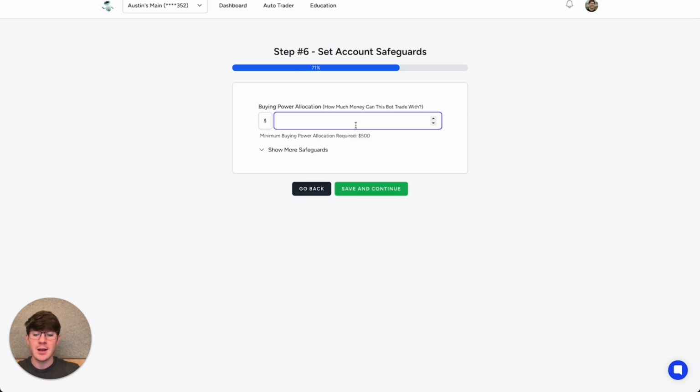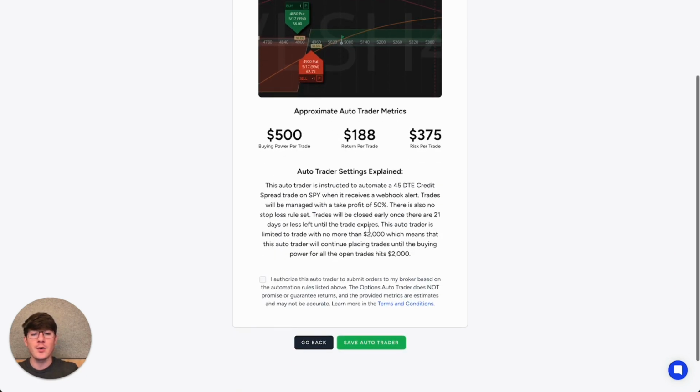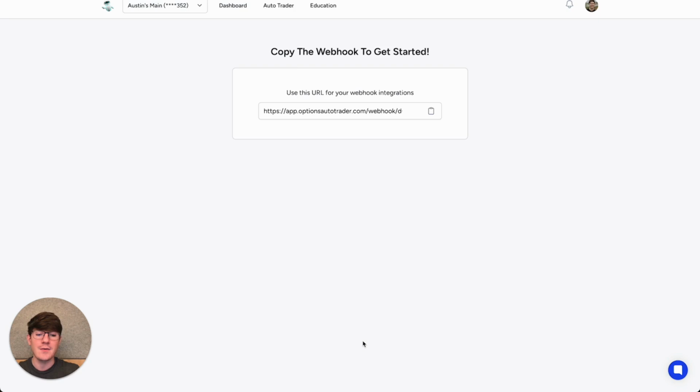And then next, I just tell it how much money I want this bot to trade with. Let's say I want this bot to trade with no more than $2,000. Save like that. You can see here, I've created a bot. It shows me some approximate metrics that I can expect. If I agree with it, if the settings are all right, I can authorize and save this auto trader.